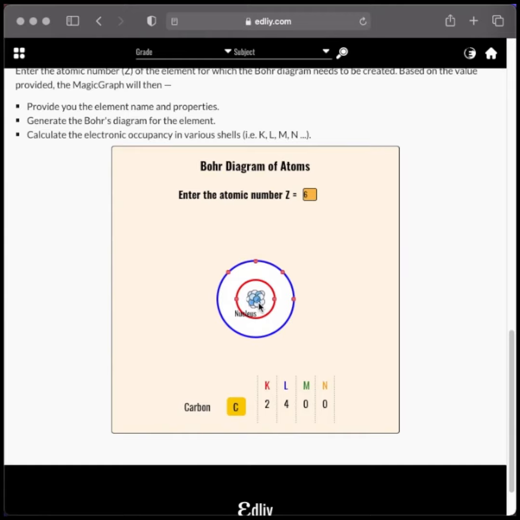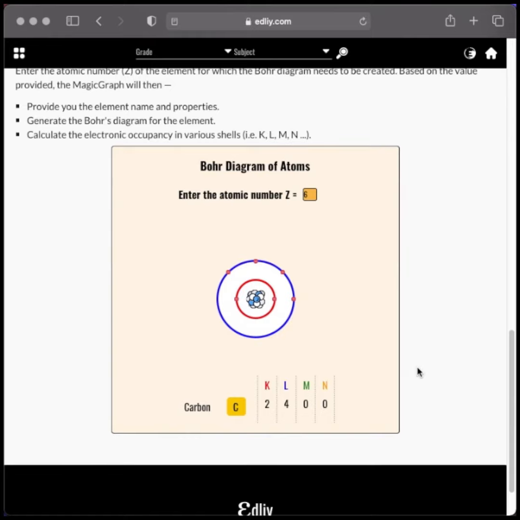In the center, we see a sample nucleus. Around the outside, we see the shells associated with the Bohr's model. Hovering over a shell shows the name of it. Below this, we see how many electrons are in each shell. Here, we see that there are 2 electrons in the K shell and 4 electrons in the L shell.